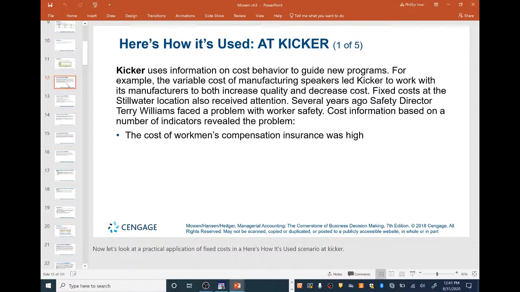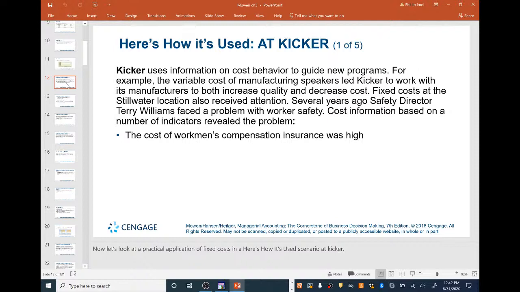Okay, once again, these are going to be some examples of how these theories and concepts are going to be applied and used, whether it be in your personal life or at some of these makeup companies like Kicker. We use some examples from chapters 1 and 2. To get through this lecture without dragging it out any longer, I'm going to have you all read these "here's how it's used" examples on your own as you're going through the PowerPoints.